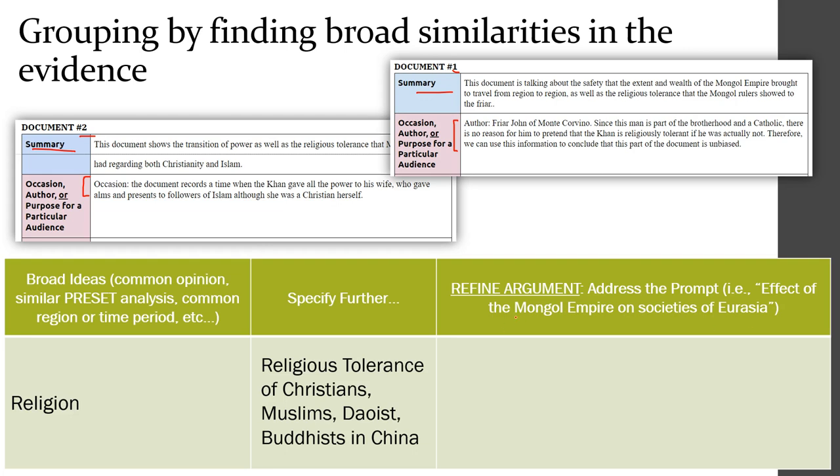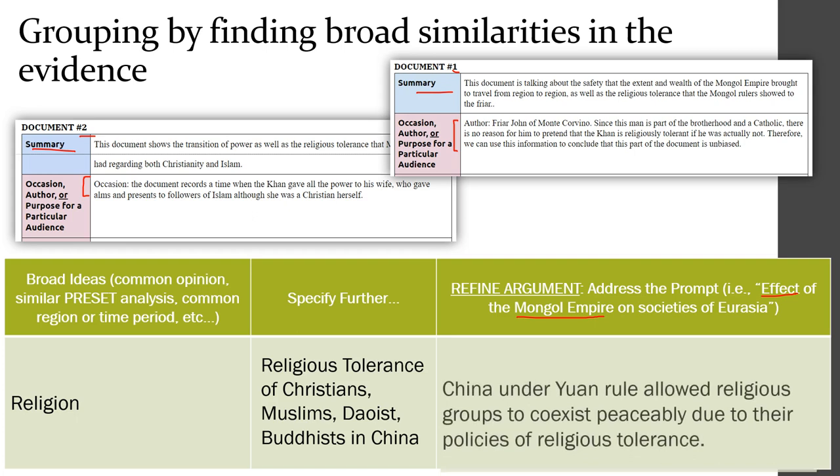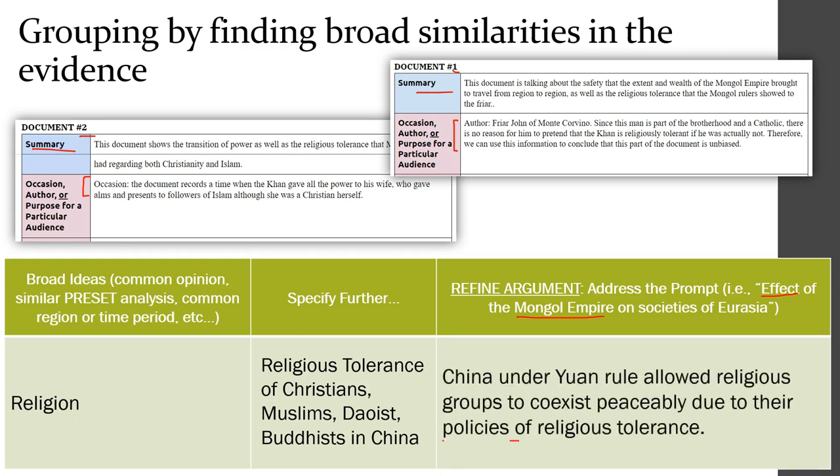So I'm going to refine this a little bit further, because you want to be able to address what the Mongols did and their effect. What did the Mongols do and what's the effect? Well, what they did is policies of religious tolerance. That's what they did. But again, the prompt is about the effect of the Mongols. So what's the effect? Well, for at least a short amount of time, it allowed for religious groups that oftentimes were at each other's throats to coexist peaceably. That's the effect of the Mongols.